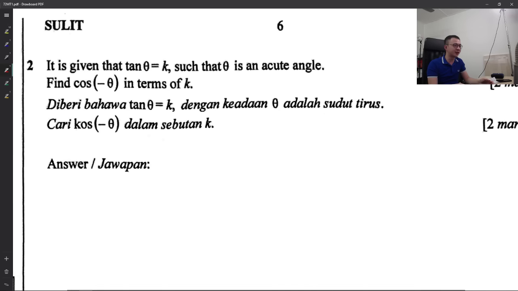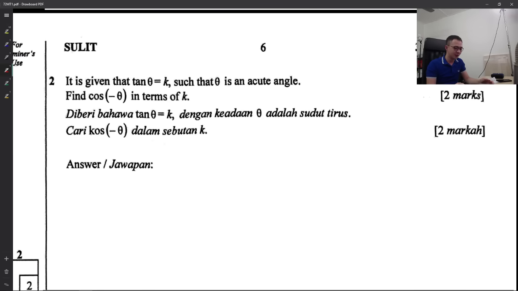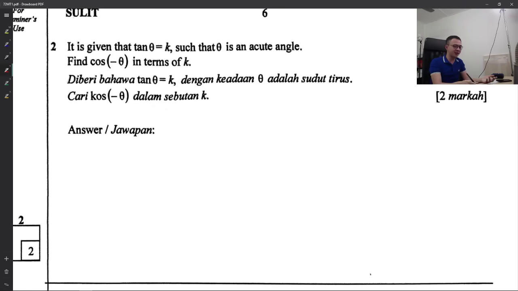Alright, so for the second question here, it's given that tangent theta equals k, and theta is an acute angle. So they ask you to find cos negative theta. Cos negative theta basically means cos theta.